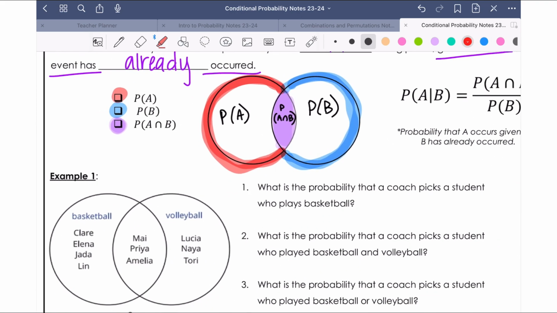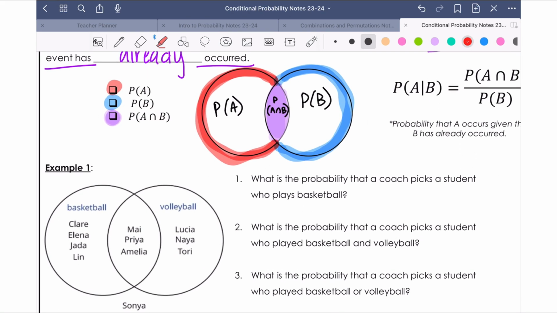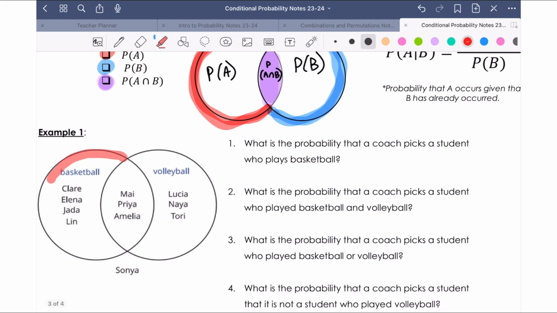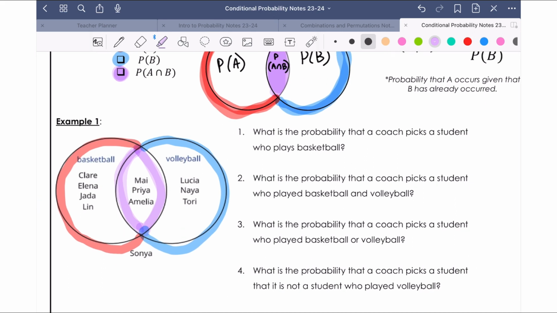Okay. So if we look at this example here, we have two categories. These are players that played basketball and volleyball. And then we have some players that played both. So those players are in the middle. So here's basketball. Here's volleyball. And then in the middle, we have the ones that played both. Okay. And so we're going to answer a series of questions, and so we can see what this is going to look like.